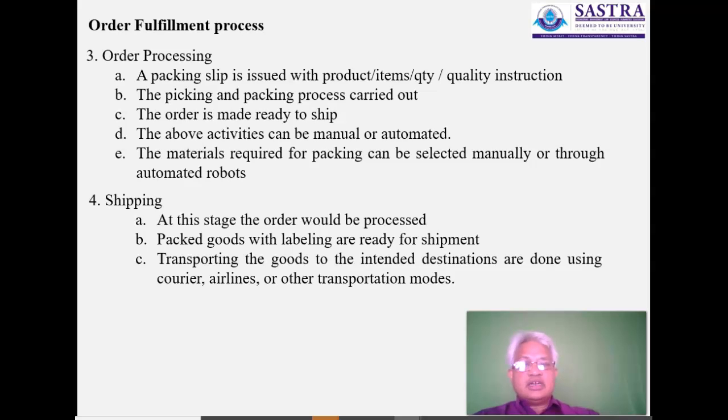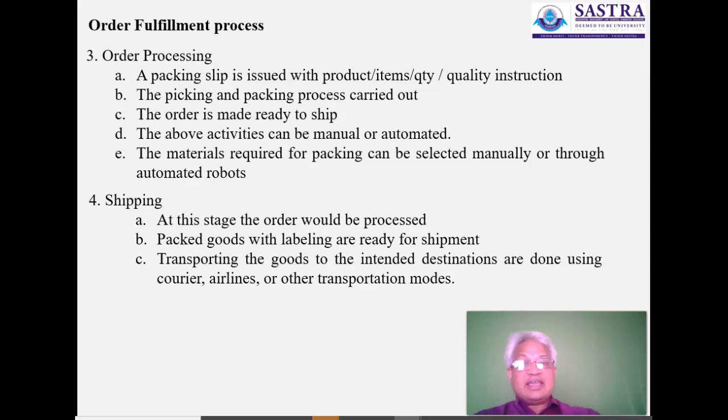The third part is your order processing. Order processing includes a packing slip that is issued with certain instructions. The slip consists of the product name, the items included along with that product, if any, the quantity, and the quality of that product.